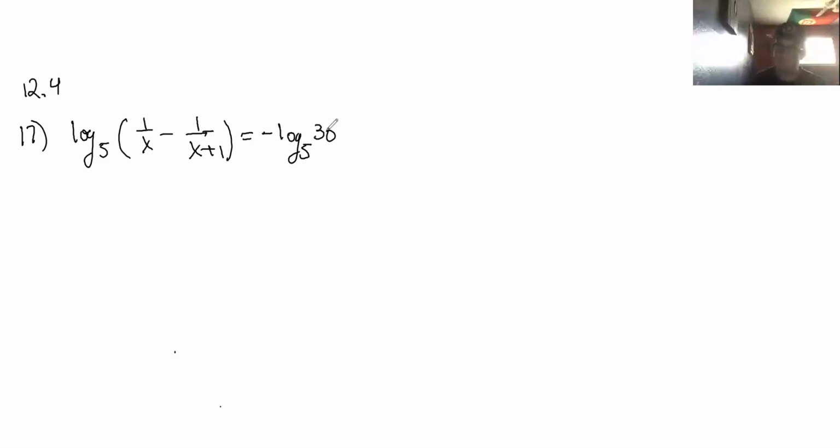Number 17 is log base 5 of 1/x minus 1/x plus 1 equals negative log base 5 of 30. If any of you guys can please verify that that is correct. Yeah. Okay. Give me 1 second to work the previous one out. What was the last one we just did? Was it 15? Yeah.